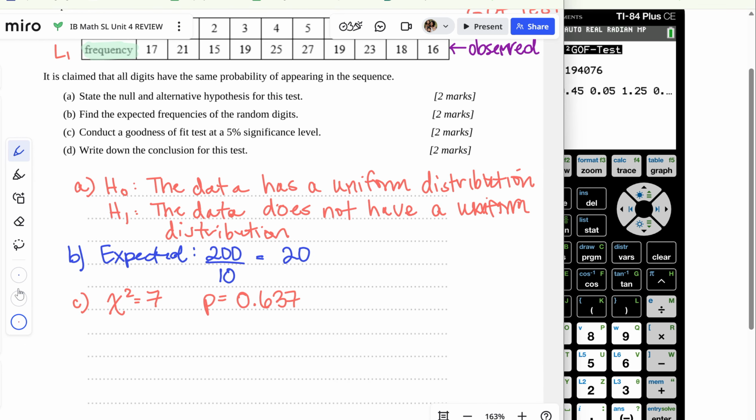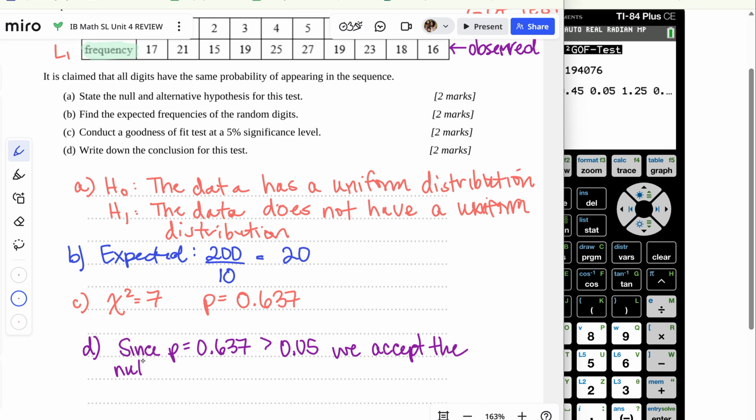So now let's write a conclusion. Here is my conclusion. Since p equals 0.637 and it is greater than 0.05, we accept the null. So when we're accepting the null, the data has a uniform distribution. So what does that mean in context? That means that the digits are going to appear evenly throughout the sequence, or have the same probability to appear in the sequence.